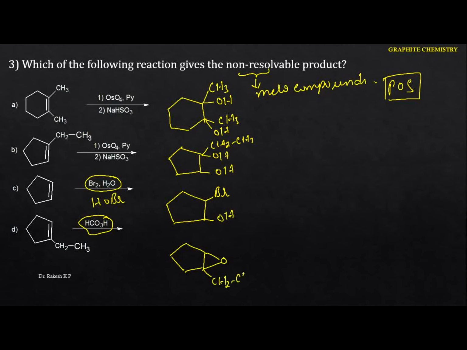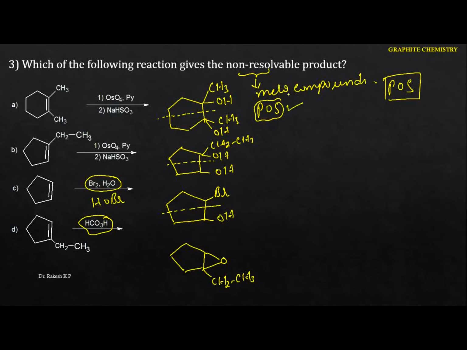But what you have to identify is which one is the meso compound, or has the plane of symmetry. If you cut this one into two halves, you can identify equal parts. That means we can identify a plane of symmetry. But for this one, if you cut into two halves, we can't identify it, so there is an absence of the plane of symmetry. And here also, if you cut into two halves, we can't identify the plane of symmetry. Only in this one can we identify the plane of symmetry.